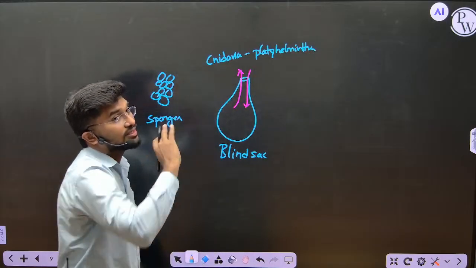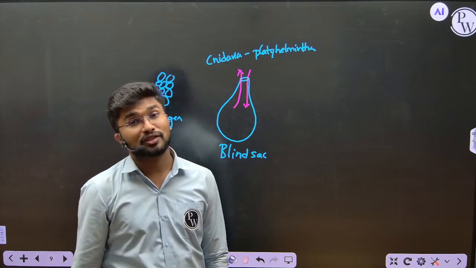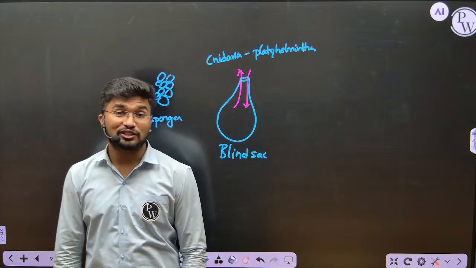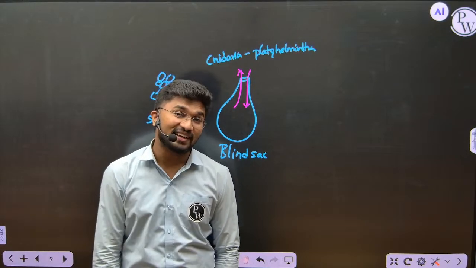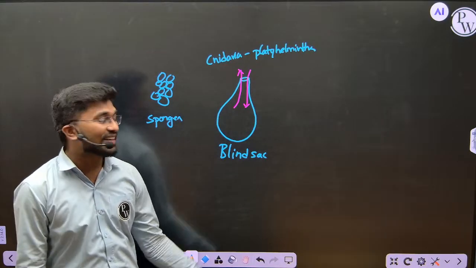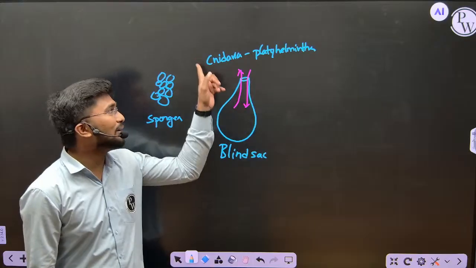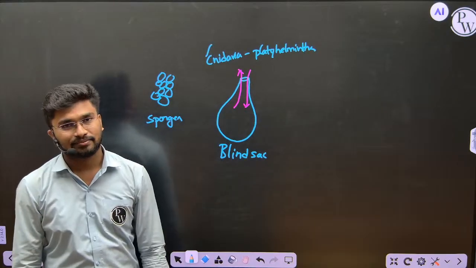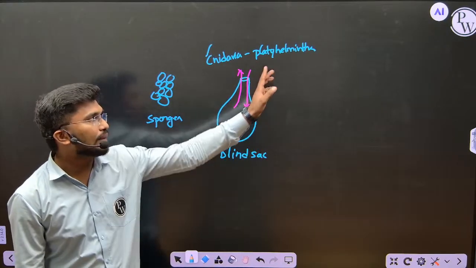Sometimes they will ask this also, like which is the first phylum to exhibit cellular level of organization, which is first phylum to exhibit tissue level of organization, which is first phylum to exhibit a blind sac body plan. Okay, we already know, right? Which is first phylum to exhibit blind sac body plan? Answer is Cnidaria. Okay, Cnidaria, Ctenophora, and Platyhelminths.